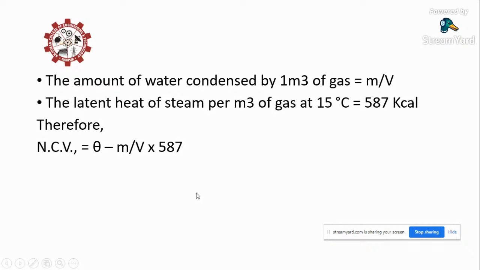So today I have given you two more formulas for GCV and NCV. ठीक है, GCV भी मिल गया हमको, NCV भी मिल गया. And with these formulas we can easily find out the gross and the net calorific value of any gaseous fuel or liquid volatile fuel. Am I clear?